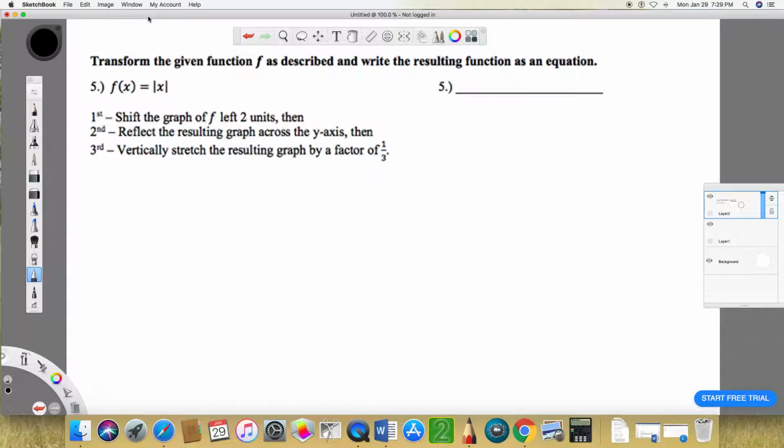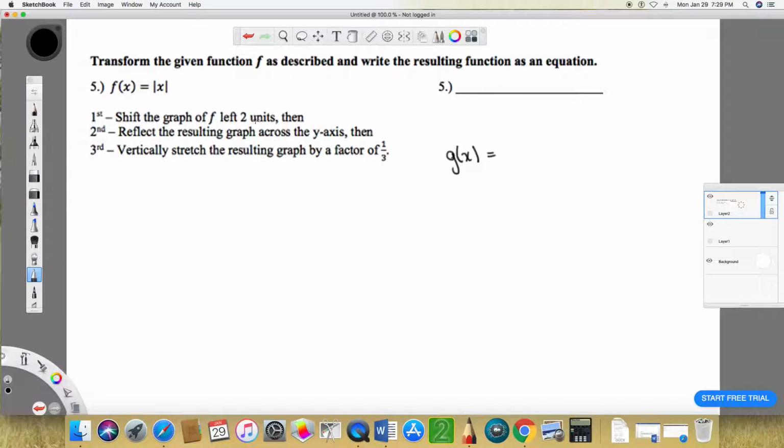All right, so let's take a look here at this problem. We've got a parent function, f of x is equal to the absolute value of x, and we want to write a new function that is related to f of x through this series of transformations. So the first transformation says shift the graph of f left 2 units.